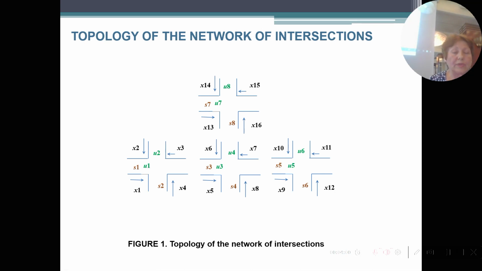The topology of the network consists of 4 crossroads. The number of vehicles is denoted by X. We have 16 traffic flows. The capacities of the streets are denoted by S. We know them, and we have to determine the green light durations of these 4 intersections of the network in a manner that the queue lengths in the network are smaller.